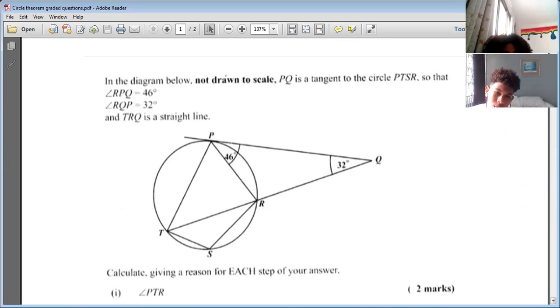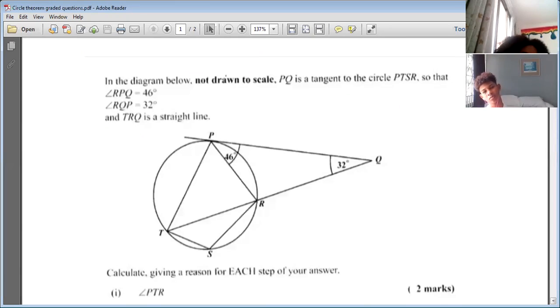If we're finding PTR, can somebody please identify the exact angle of PTR? It's the angle at T, but not T and S, not the triangle in T and S. Name the triangle at which the angle is formed at T. PTR. Okay, good. Now, how would we find that angle there?